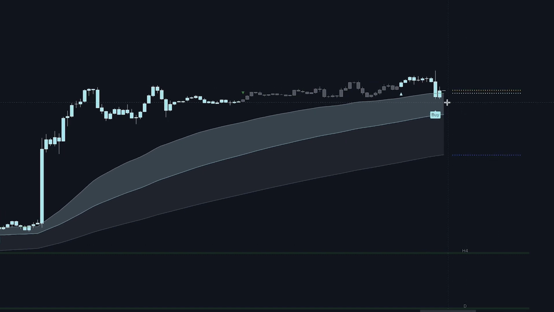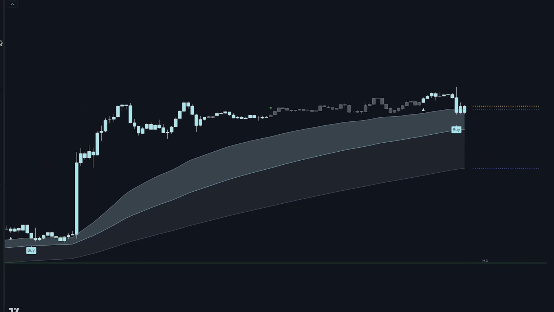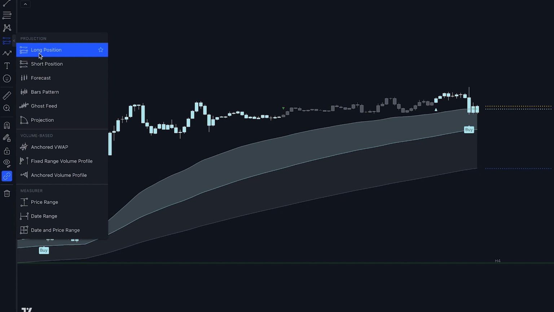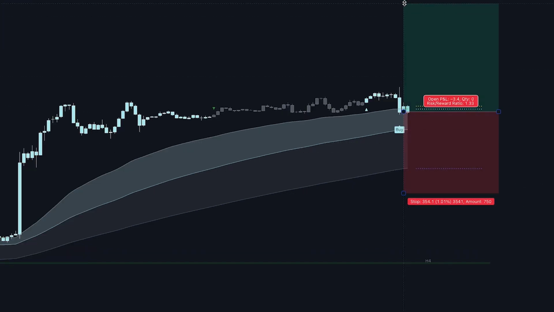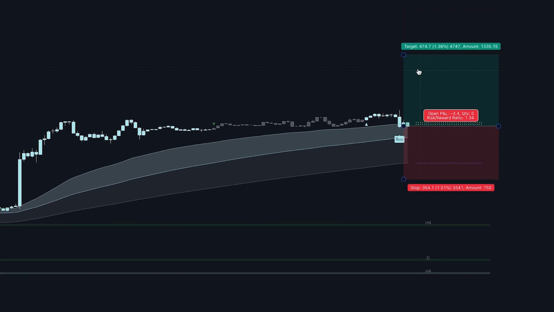Here, now we have a confirmation for entering long. We could repeat the process by doing the same thing over again, going long here, putting our stop loss behind the cloud, and using a 1 to 2 risk to reward.